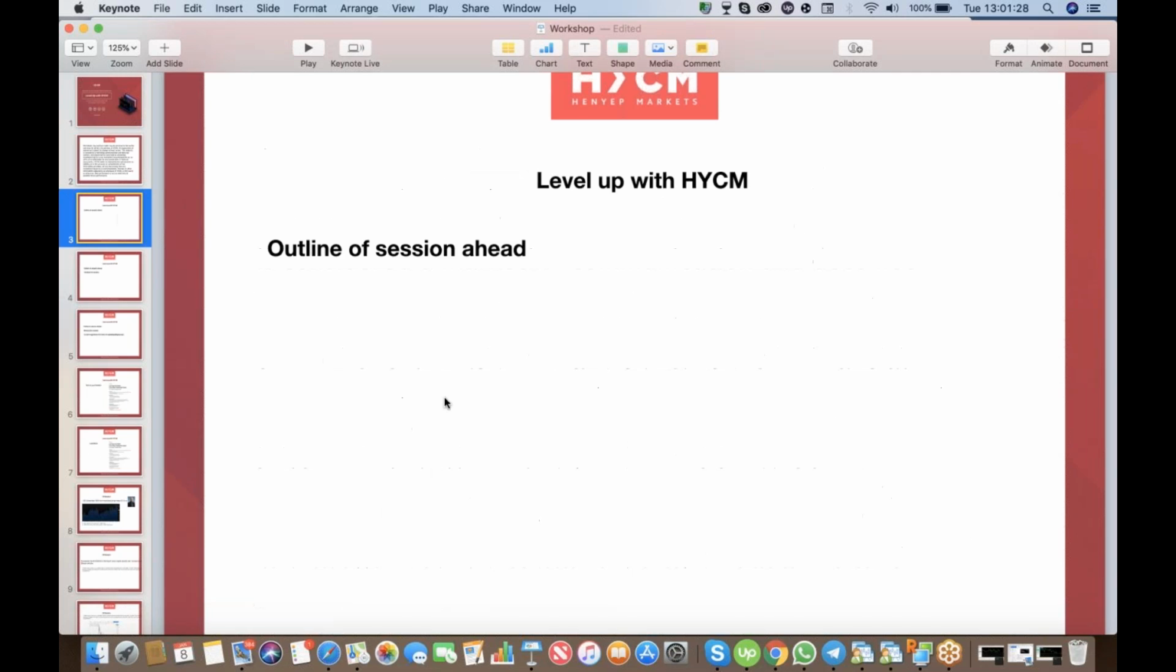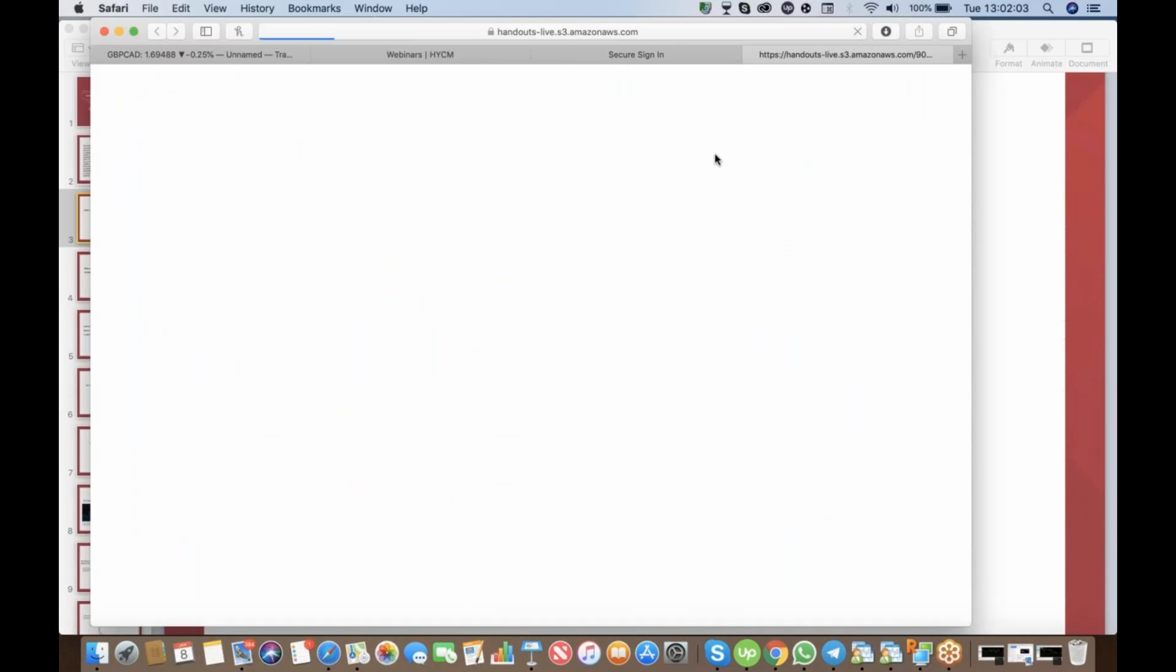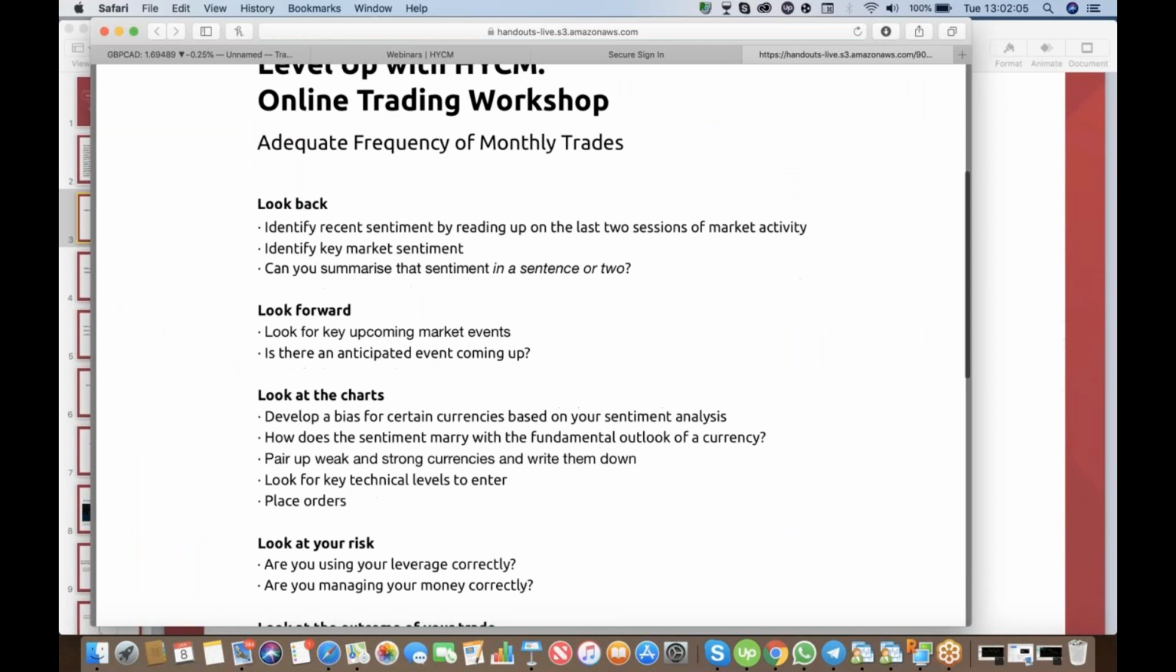So as we get going, let's first of all look at the outline of the session ahead. We're going to be looking at the handout that you should have. So if you go to the bottom of your GoToWebinar control panel, you should see it says handouts. And on the handouts there, there's a workshop guide for the 8th of January. You should be able to see it. It's under handouts. It says 1 of 5. And if you just click open the handout, this should turn up, okay?